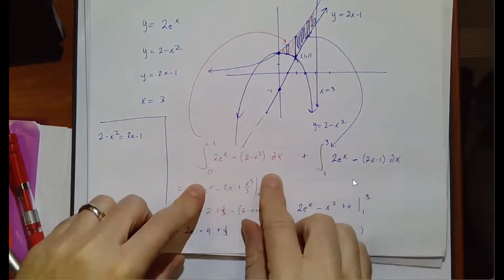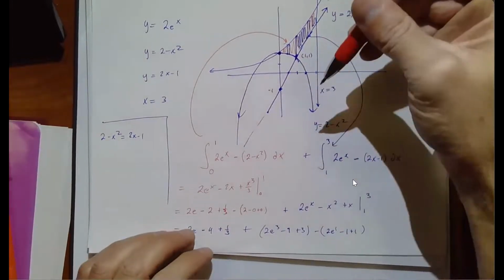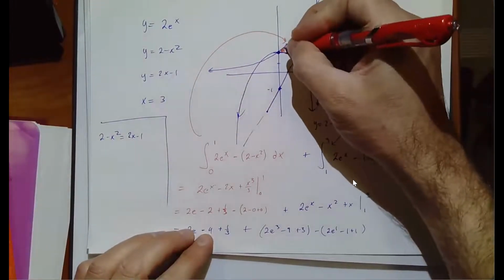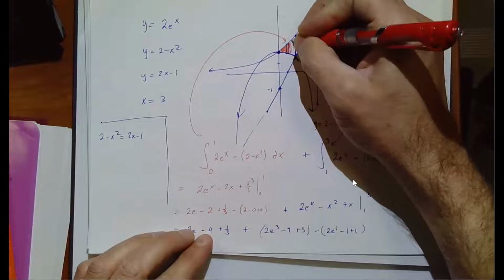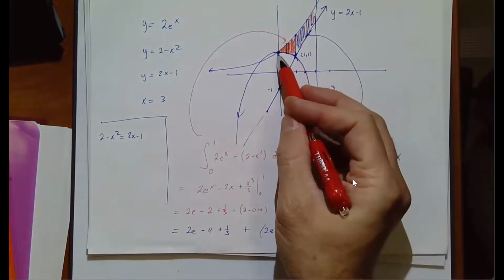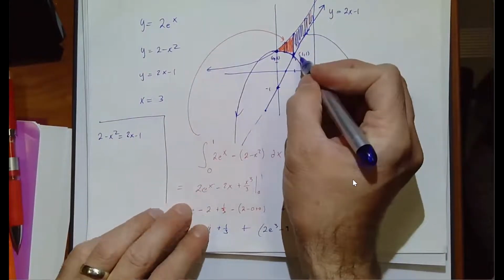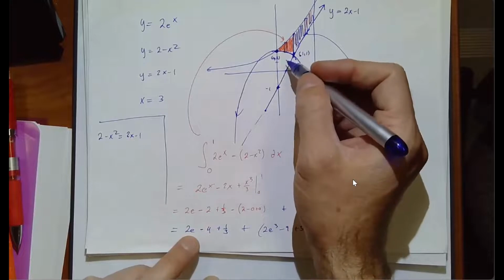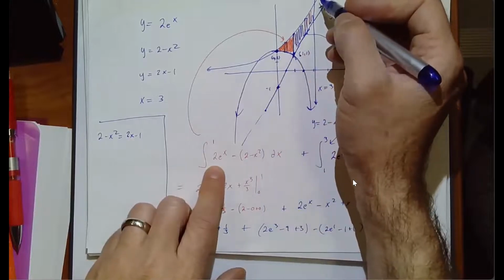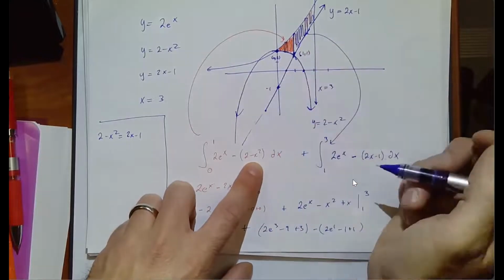This one here? Sure. So that is the integral corresponding to this region right here. So we're going from x equals 0, right? This is the point 0, 2, to x equals 1, because it's the point 1, 1 of the top function, which is 2e to the x, minus the bottom function, which in that region there is 2 minus x squared.